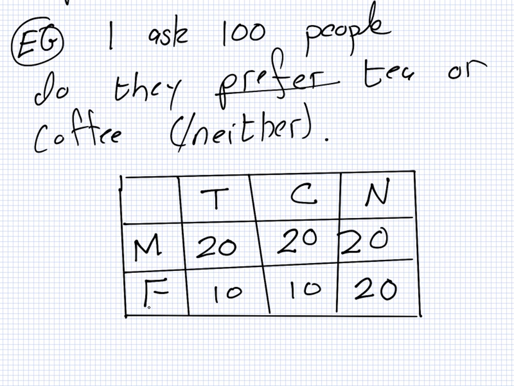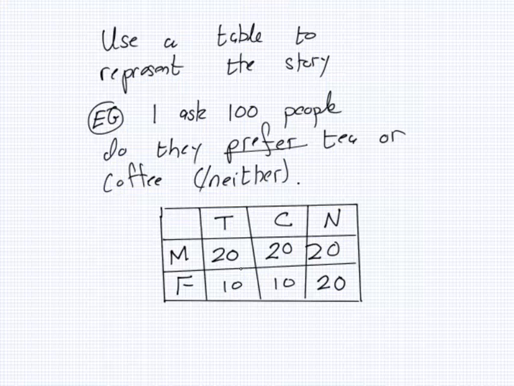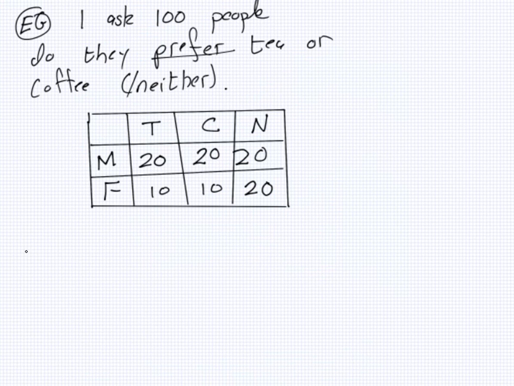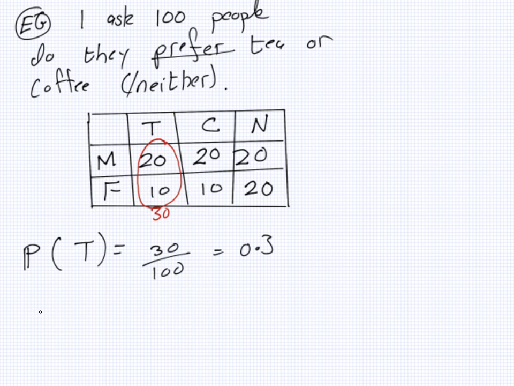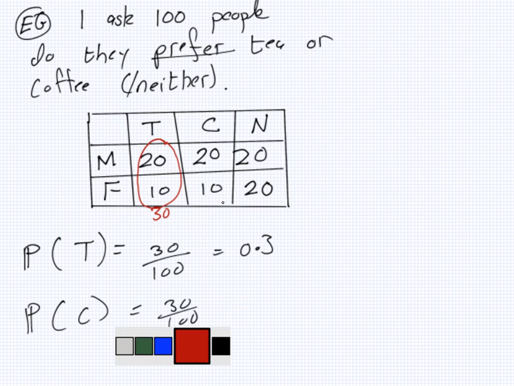Writing it like this, it's not too difficult to answer questions. So the first one: let's say the probability I pick someone and they like tea. I just pick somebody, what's the chance that they like tea? Well, how many people in this table like tea if you were to read this table? 30. So the answer is 30 over 100. What about the probability that they like coffee? 30. That's going to be the same, although the 30 is from here.